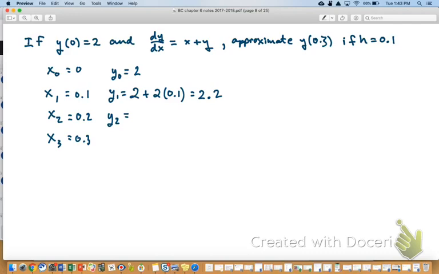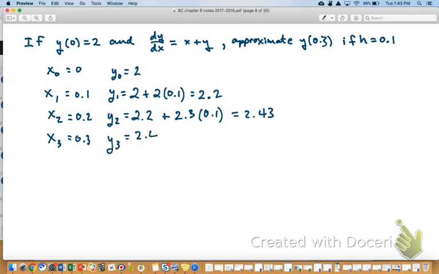Yes, there we go. Okay, so then y2 would be 2.2. This is where this gets a little bit tougher. Your slope would be based on the x plus y from the previous point. So the x and the y were 0.1 and 2.2. So I'm thinking 2.3 times our step size of 0.1. So this would be 0.23. So I'm getting 2.43. Okay. And then our final step on this journey would be y3.